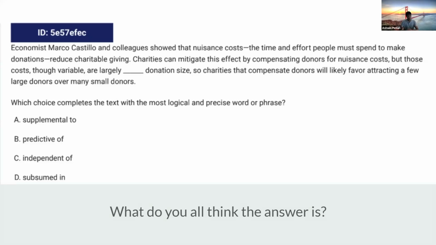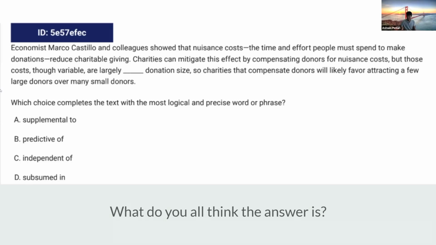Economist Marco Castillo and colleagues showed that nuisance costs, the time and effort people must spend to make donations, reduce charitable giving. Charities can mitigate this effect by compensating donors for nuisance costs, but those costs, though variable, are largely independent of donation size. So charities that compensate donors will likely favor attracting a few large donors over many small donors. Now, this is a particularly hard question. And we'll actually stop with this one for today since we are at 1:30 p.m. my time at least, so we're halfway through the lesson.